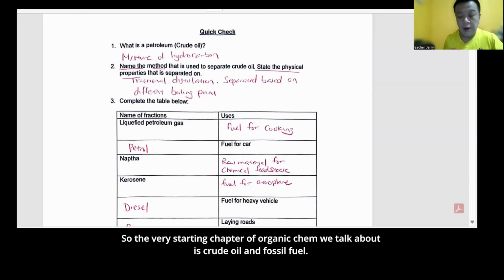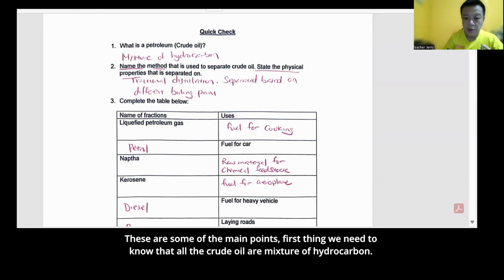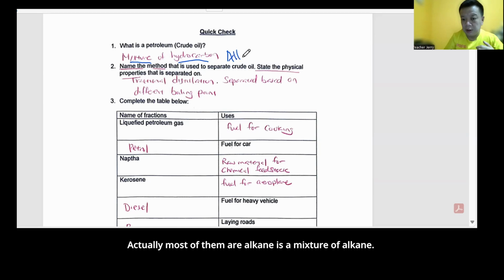All right, so we're going to look at organic chem. The very starting chapter of organic chem talks about crude oil and fossil fuel. These are some of the main points. First thing we need to know is that all the crude oil is a mixture of hydrocarbons. Actually, most of them are alkanes. It's a mixture of alkanes.